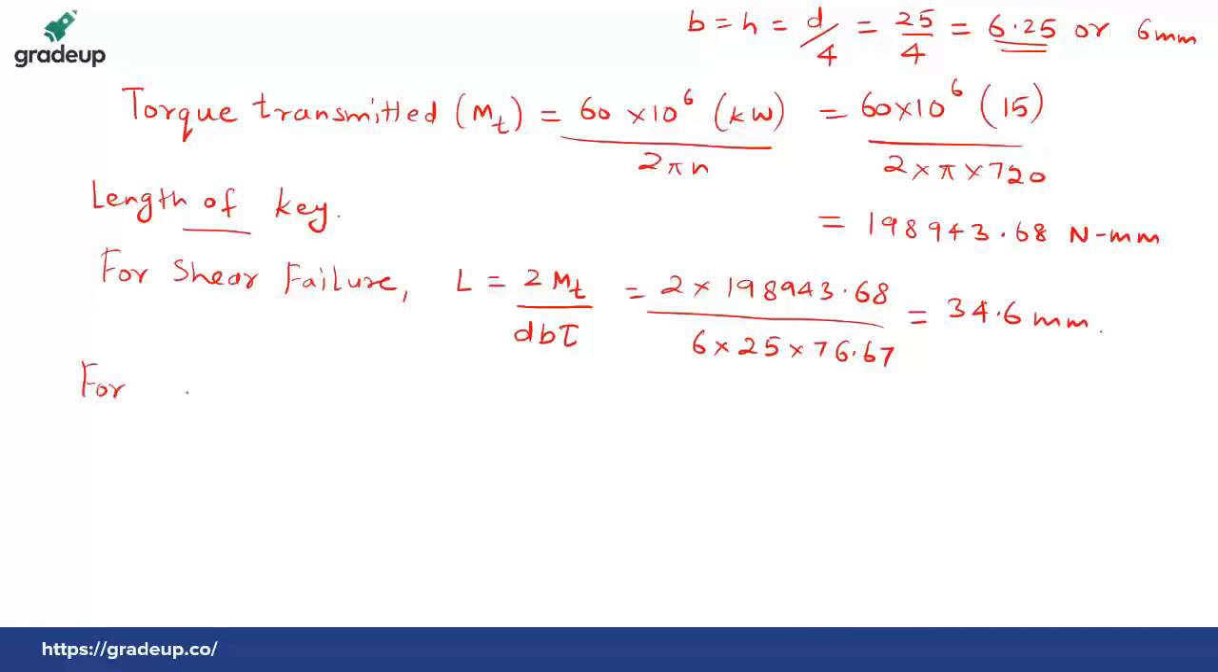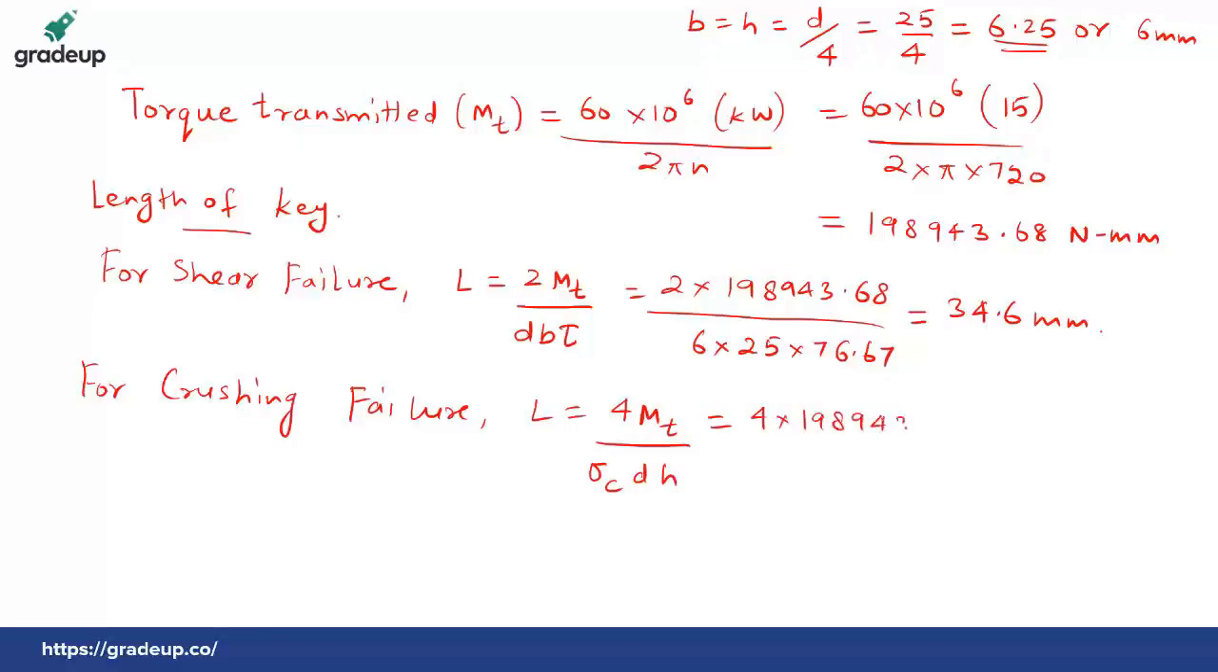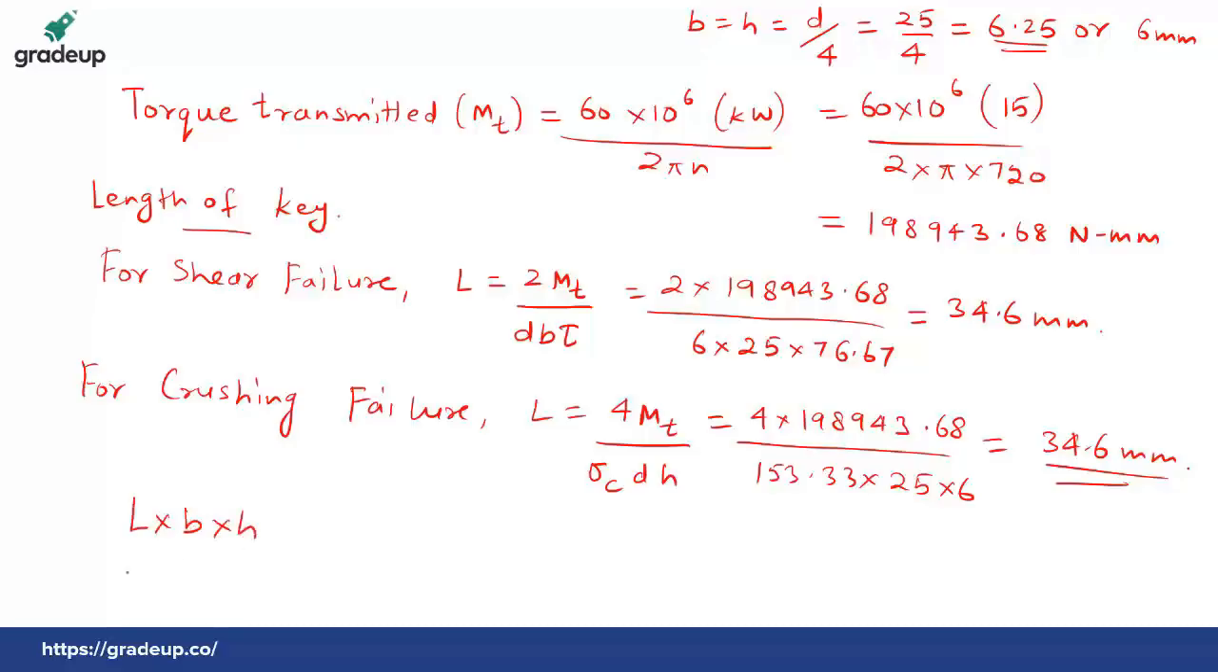And for the crushing failure, due to the compressive stress or compressive force, there will be crushing failure. For crushing failure, the length is given by 4MT by sigma c into d into h. So 4 into 198,943.68 divided by 153.33 into diameter 25, height again 6. Again this value will come out to be 34.6 mm. So the dimensions of the key, L into B into H, will come as 35, or 34.6, into B is 6 into H is 6 mm.